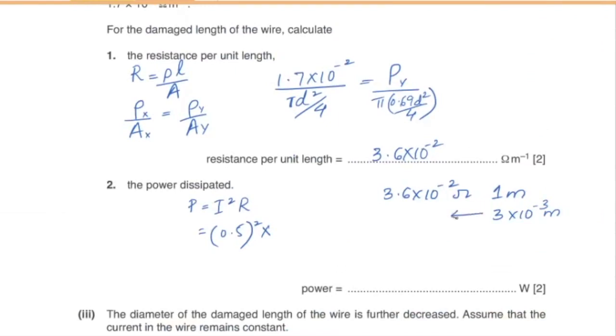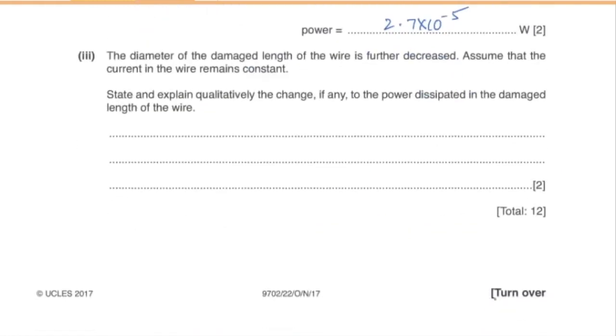This gets a resistance of 3.6 into 10 to the power of negative 2 multiplied by 3 into 10 to the power of negative 3. This is the resistance of cross-section Y. So when you multiply this with 0.5 squared, you will get the power dissipation for the damaged length of the wire as 2.7 into 10 to the power of negative 5 watts.